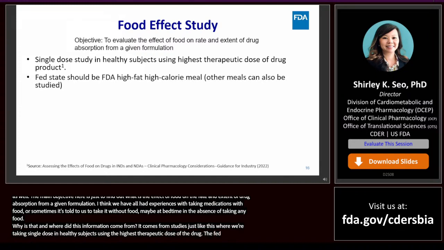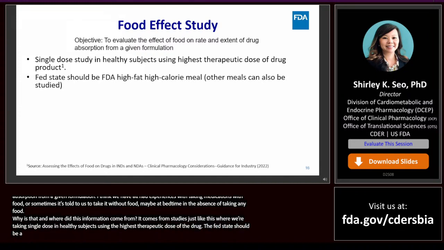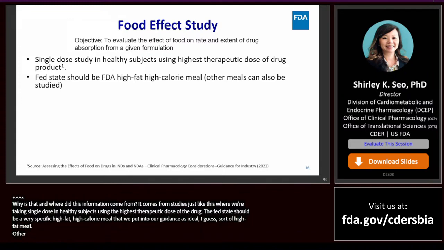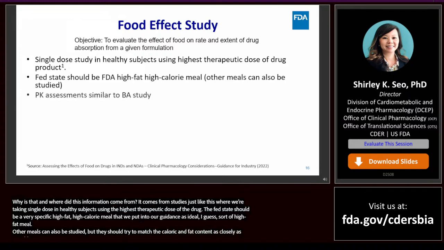The fed state should be a very specific high-fat, high-calorie meal that we put into our guidance as an ideal high-fat meal. Other meals can also be studied, but they should try to match the caloric and fat content as closely as possible to our guidance.